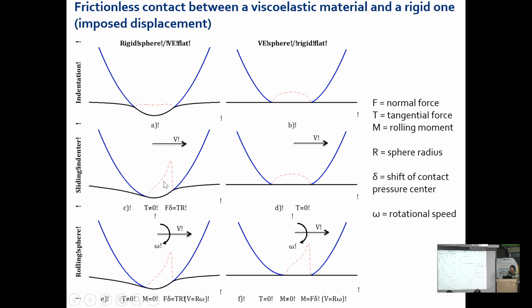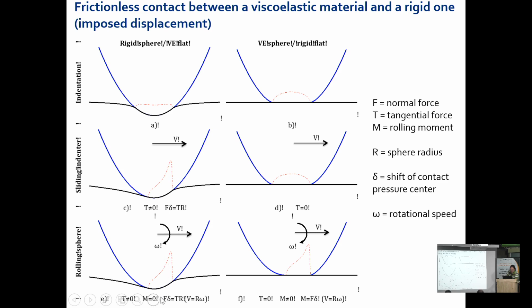Then, if you want to compare situation C to situation E, there is in fact a relation. F means the normal load, delta means the shift of the center of pressure, T means the tangential load, and R is the radius of the sphere. Then you have this relation, and what is important here is that you have a tangential resisting force.